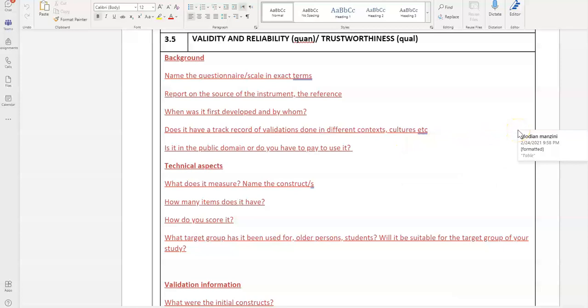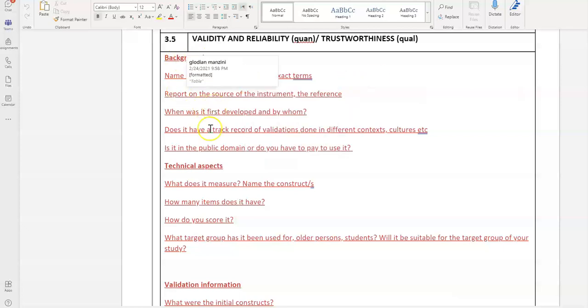So oftentimes scales have been developed long ago. As you will see, the Rosenberg self-esteem scale was developed already in 1965. But since then, there have been many other studies that have validated that instrument. So then it has a long history, a train of evidence that can help you to defend the use of the scale. And that's always a good thing. The more studies there have been done on a particular scale, the better it is.